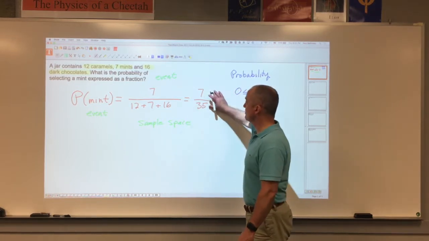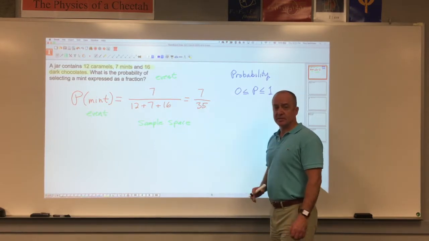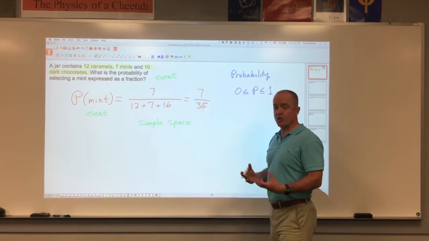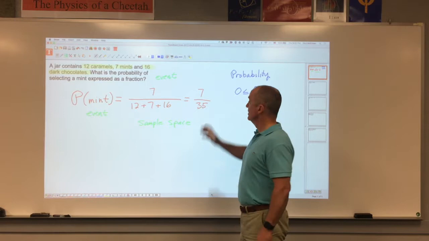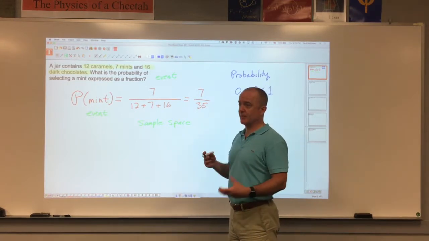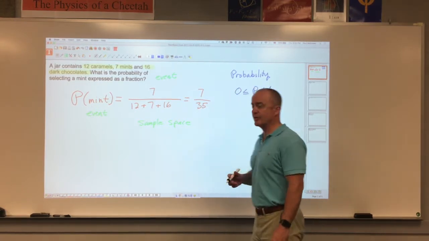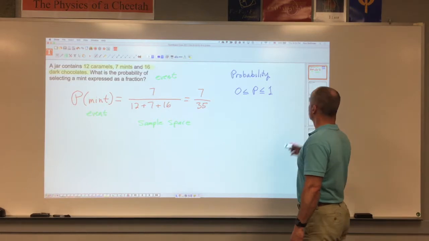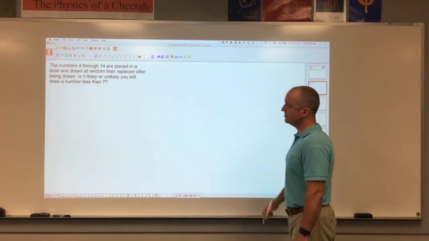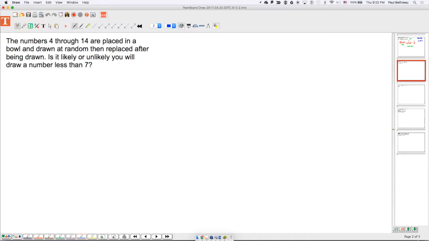So we got a fraction in between 0 and 1. That doesn't necessarily mean you're correct, but in this case, if we had gotten greater than 1 or less than 0, we'd know we were wrong. All right, let's take a look at the next example I have here. The numbers 4 through 14 are placed in a bowl and drawn at random and then replaced after being drawn. Is it likely or unlikely you will draw a number less than 7?